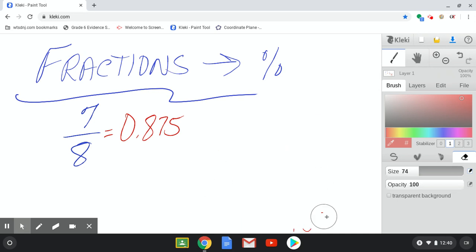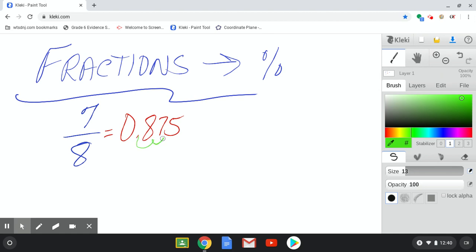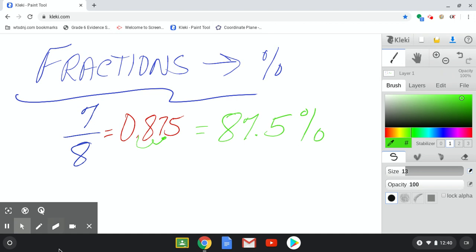Now I want to change that into a percent. To go from a decimal to a percent, remember, the clue or the reminder was a percent sign is at the end to the right. So that's going to tell us to move our decimal to the right. So I'm going to go 2 places to the right, 1, 2. It lands in between my 7 and my 5, and that ends up giving me 87.5%. So 7/8 is equivalent to 0.875, which is equivalent to 87.5%. Okay, I will talk to you soon.